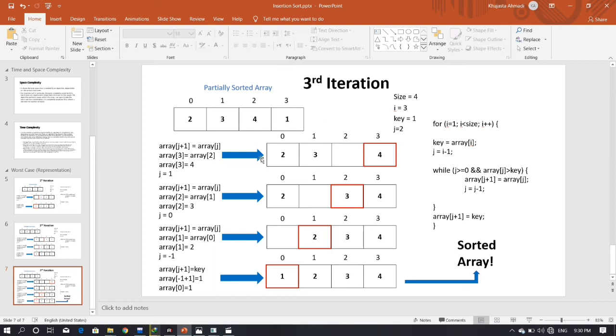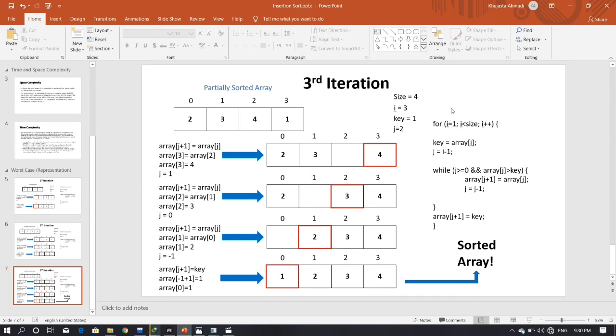It will begin with i equal to 3, key is equal to 1, because array of i, which is array of 3, is equal to 1. So key is equal to 1. I got confused a little bit there. And j is equal to 2, because 3 minus 1 is equal to 2.